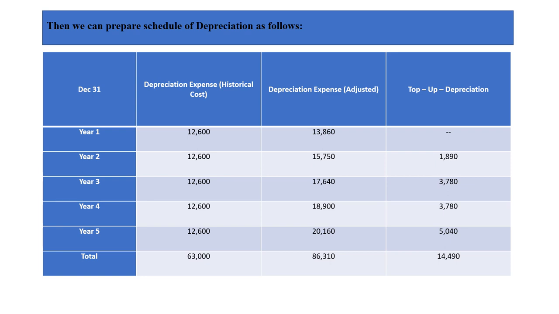To calculate top-up depreciation, the first year is always zero. In year 2, the adjusted depreciation expense in year 2 minus year 1, times 1: 15,750 minus 13,860 times 1. The result is 1,890. In year 3, year 3 minus year 2 times 2: 17,640 minus 15,750 times 2, the result is 3,780. In year 4, year 4 minus year 3 times 3: 18,900 minus 17,640 times 3. In year 5, year 5 minus year 4 times 4: 20,160 minus 18,900 times 4. The result is 5,040. The total of top-up depreciation is 14,490.